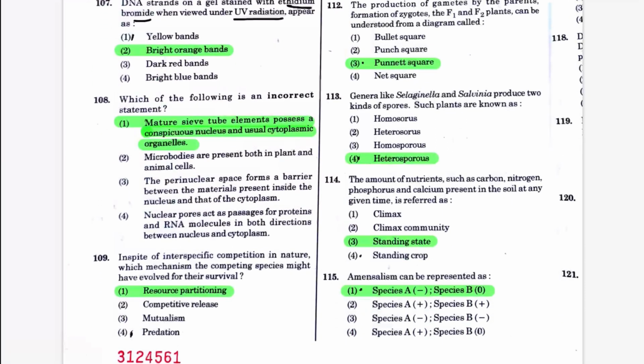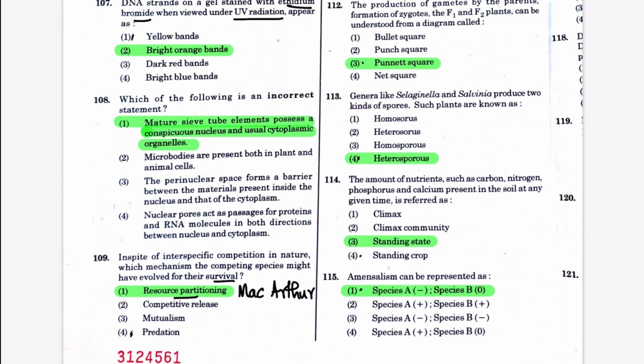Okay, for 109, in spite of interspecific competition in nature, which mechanism might the competing species have evolved for their survival? If there are different species, they will have interspecific competition for a food resource. In spite of this, if the species can somehow overcome this competition, what would they bring about? They can bring about resource partitioning, which was described by MacArthur. With the example of warblers, even if 5 different species of warblers are present in the tree, they will compete for the resources, but still they will change their foraging time according to their different types of species, right?